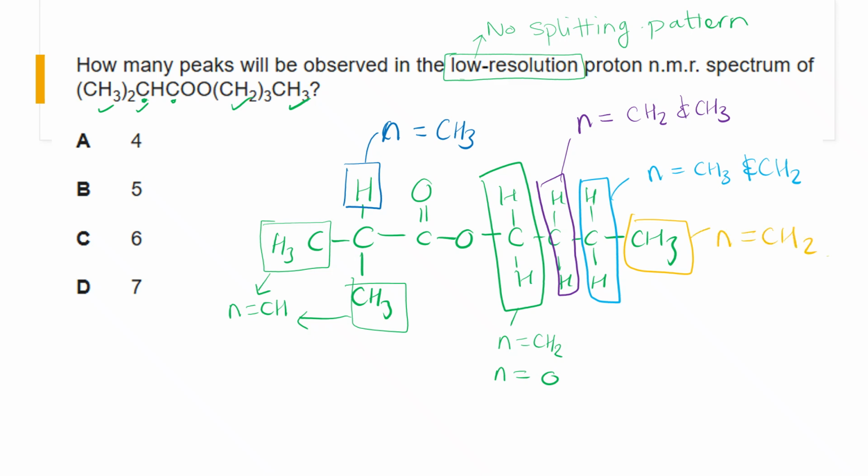Now when you look at all the neighbours, none of the neighbours are the same. So apart from the 2 CH3s which are on the same carbon, none of them are the same. So we've got 1, 2, 3, 4, 5, 6 environments. So our answer is C.